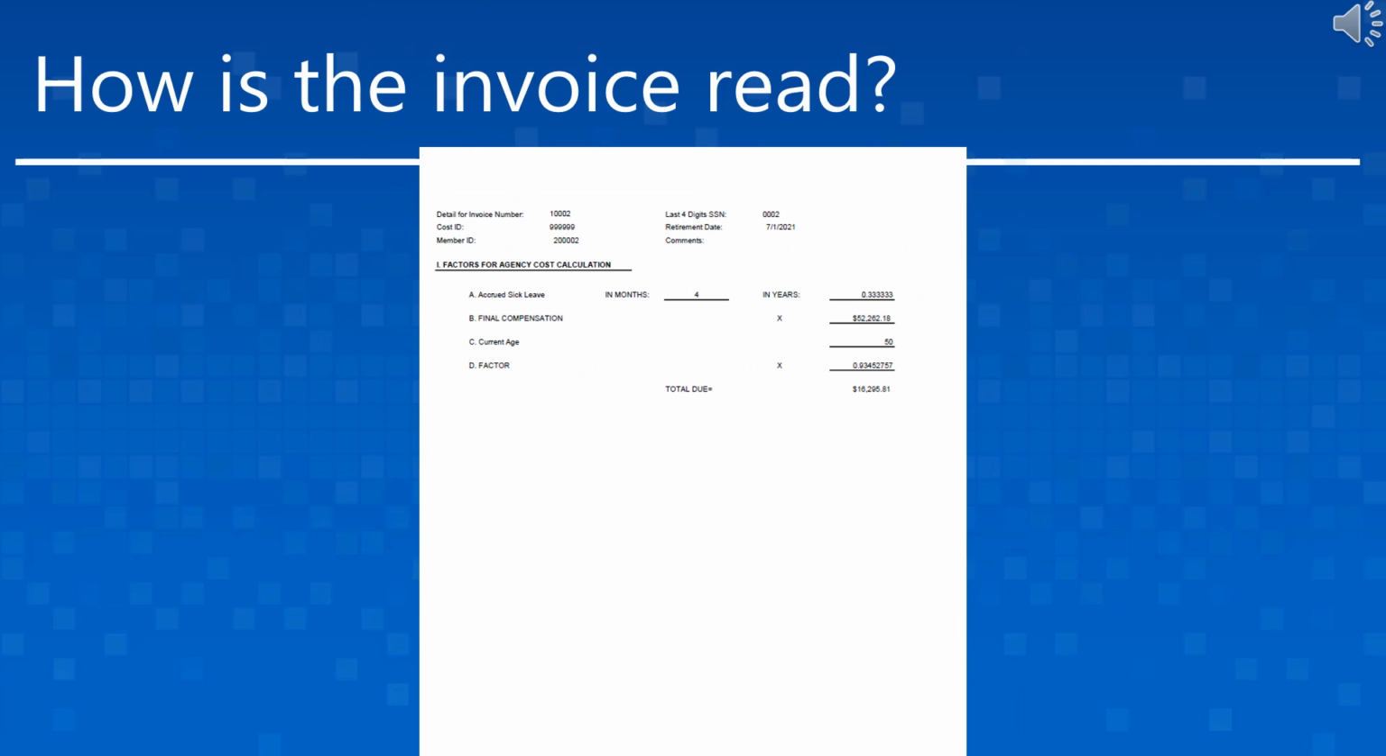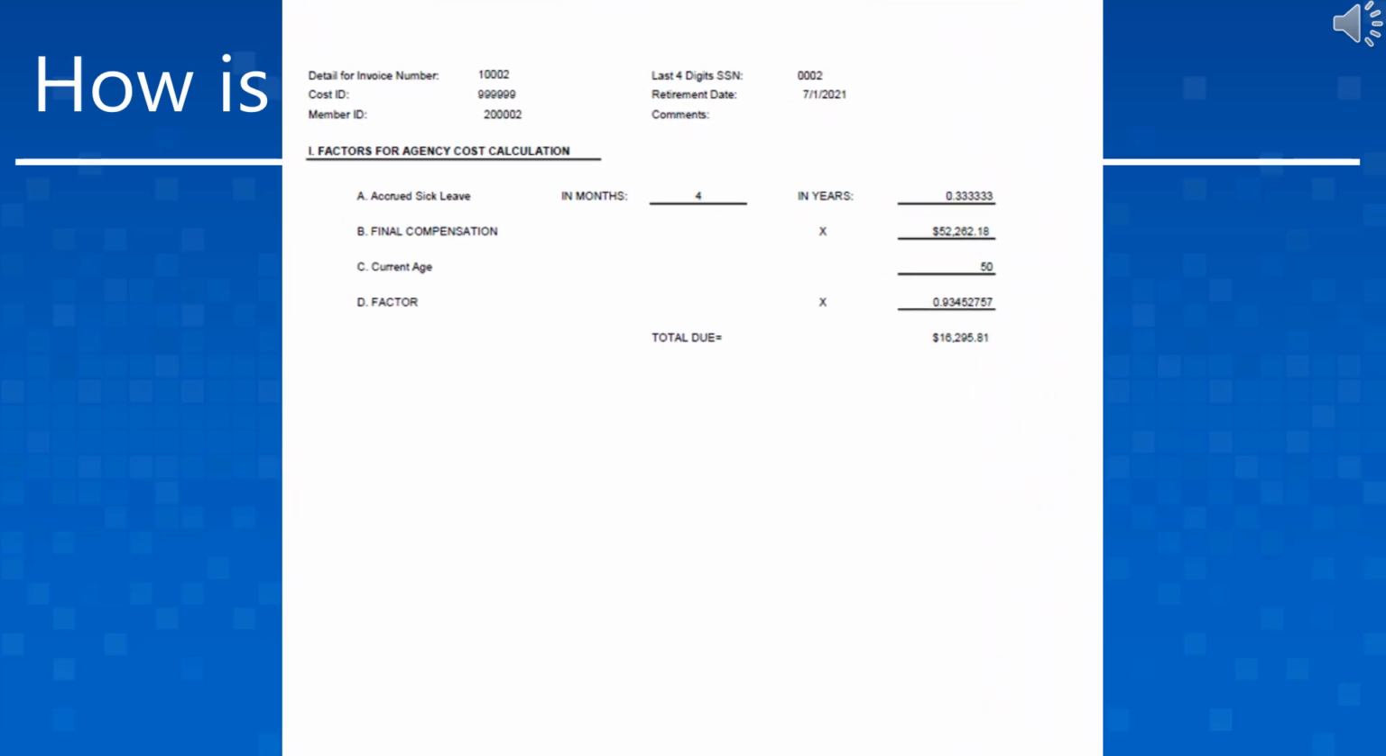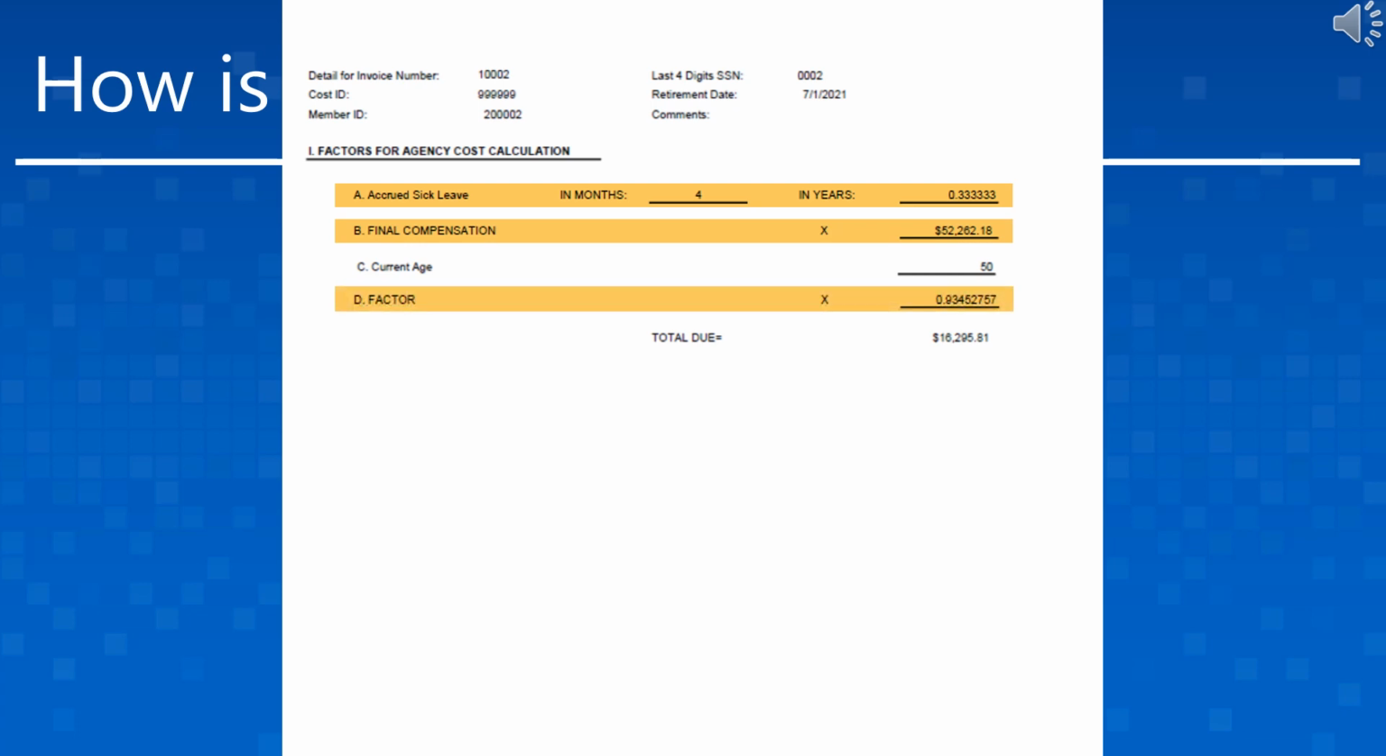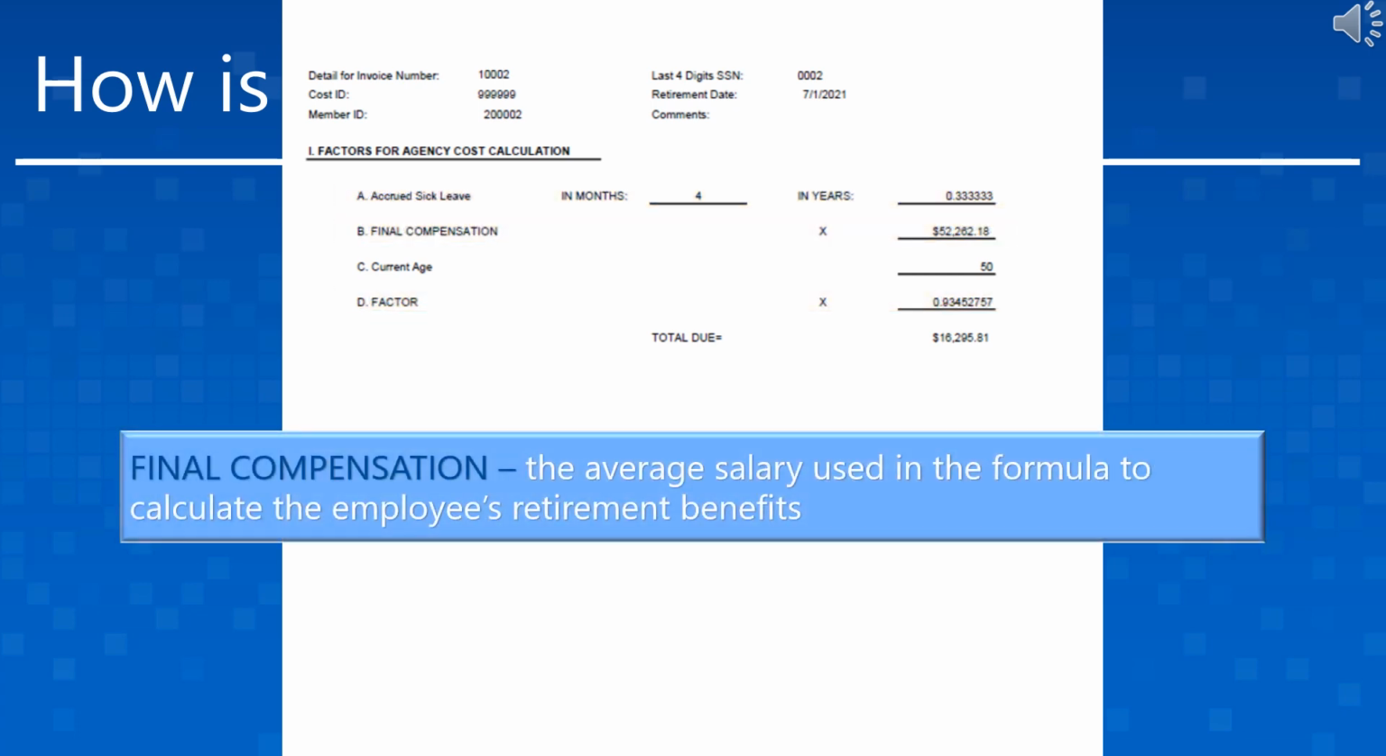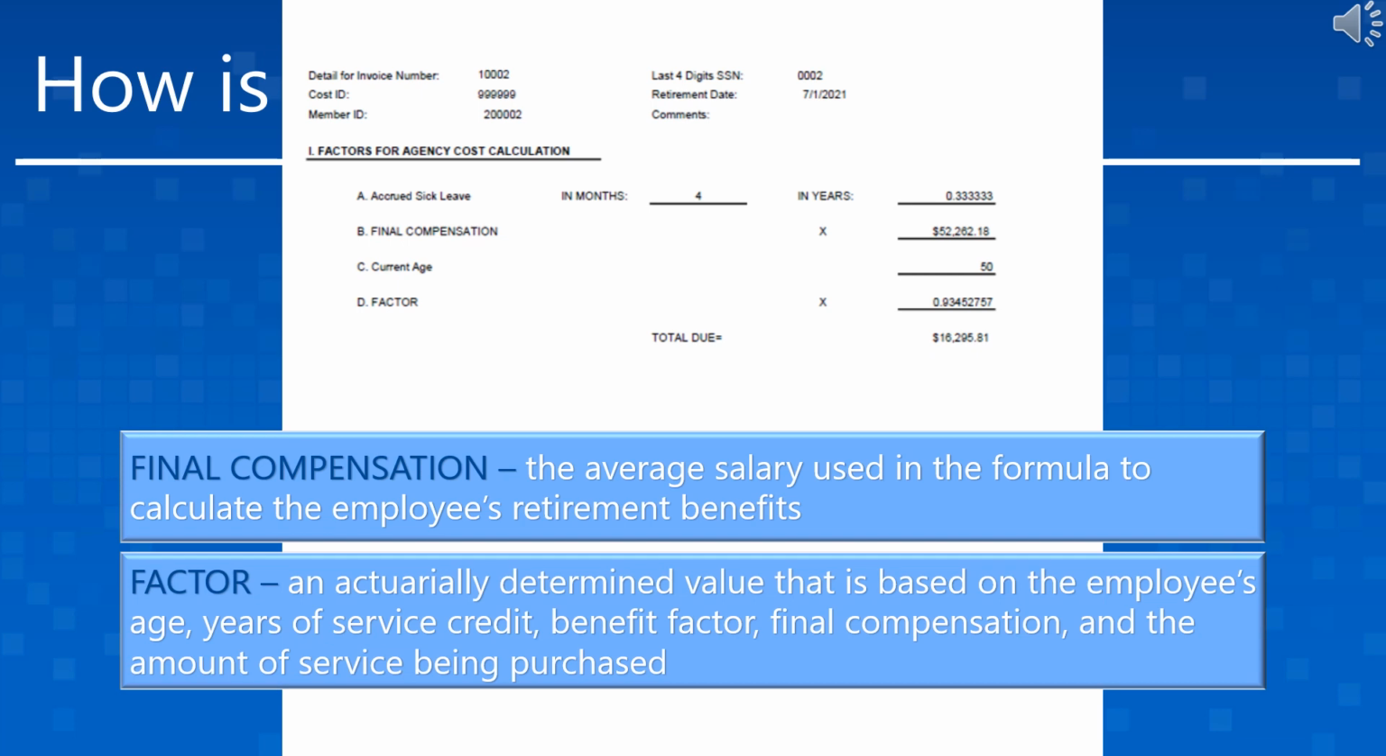The remaining page of the invoice contains the calculation information, so the agency can see how the amount due is determined. 3 components determine the cost of the sick leave for each retired employee. These components are the employee's accrued sick leave based on a year format, times the final compensation, times the actuarial factor. The final compensation is the average salary used in the formula to calculate the employee's retirement benefits, and the factor is an actuarial value that is based on the specific employee's age, years of service credit, benefit factor, final compensation, and the amount of service being purchased.